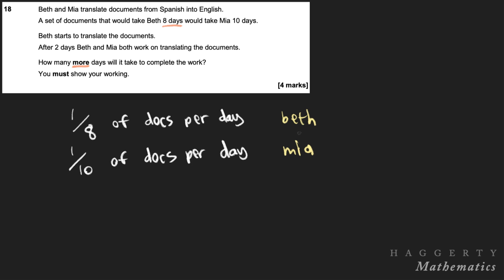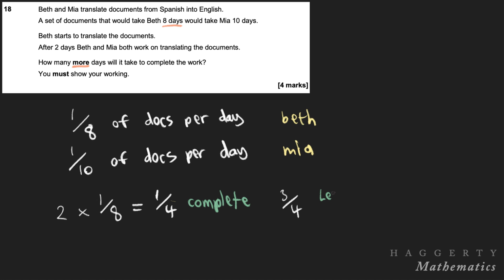And what they're saying here is, Beth has been working for 2 days. So what fraction would she complete in those 2 days? Well, she's going to complete 2 days times 1/8 per day. So that's going to be 1/4. So Beth will have completed 1/4 of the documents after 2 days. And then the question is, how many more days will it take to complete the work? Well, if we complete 1/4 of the documents, then there must be a remaining 3/4 of the documents. All right, so there's 3/4 left to do.